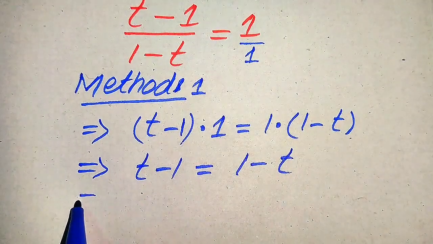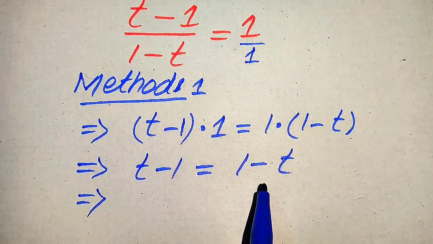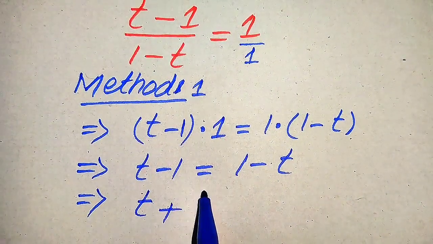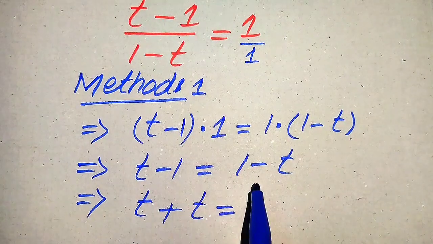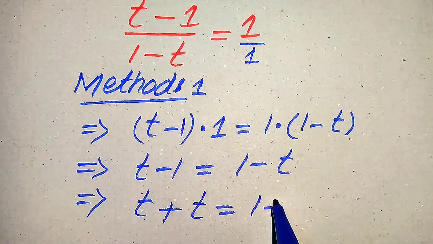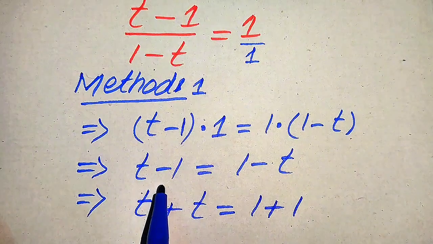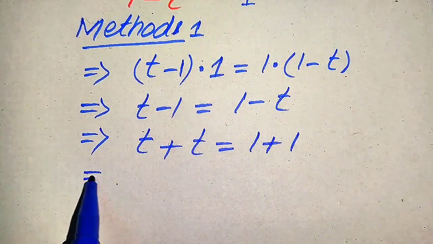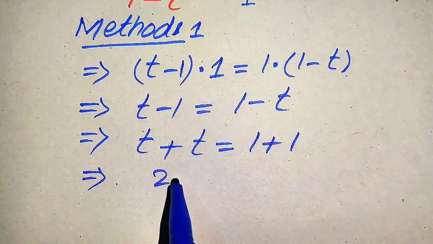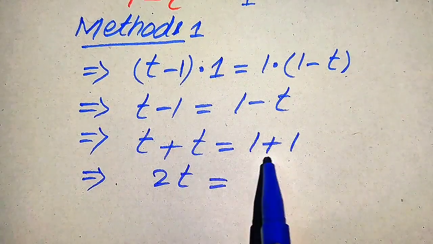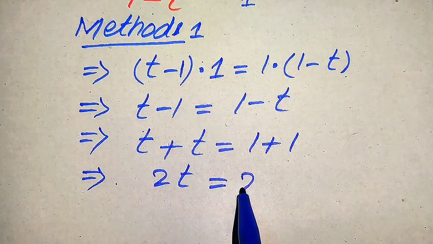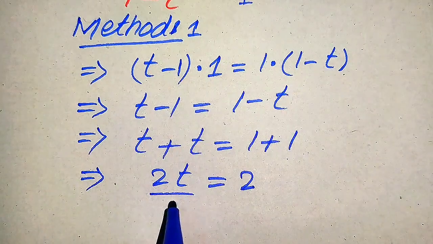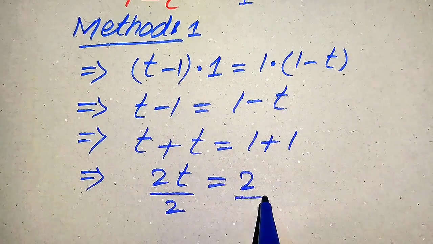Because we are solving this problem for the values of t, we need to move this minus t to the left hand side, and it becomes plus t, and we move this minus 1 to the right hand side and it becomes 1 plus 1. You see here this is a negative term, when we move it to the right hand side it becomes positive. So we have t plus t becomes 2t is equal to 1 plus 1 becomes 2. Now in the next step we need to divide both sides by 2 for the value of t.